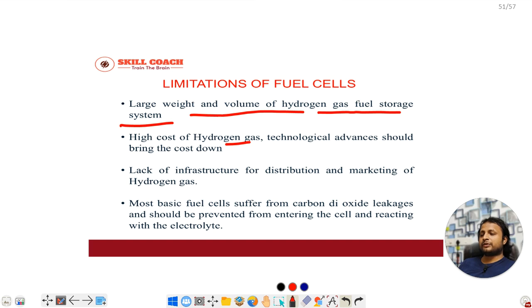There is also the high cost of hydrogen gas. The process of separating hydrogen from water or from somewhere is not an easy task. So the separation process and pure hydrogen cylinders cost a lot, and we should bring the cost down. There is also a lack of infrastructure for distribution and marketing of hydrogen gas. Even in developing countries, you will not find a single store for hydrogen gas that is open to the public. And most basic fuel cells suffer from carbon dioxide leakage. That is also very important.